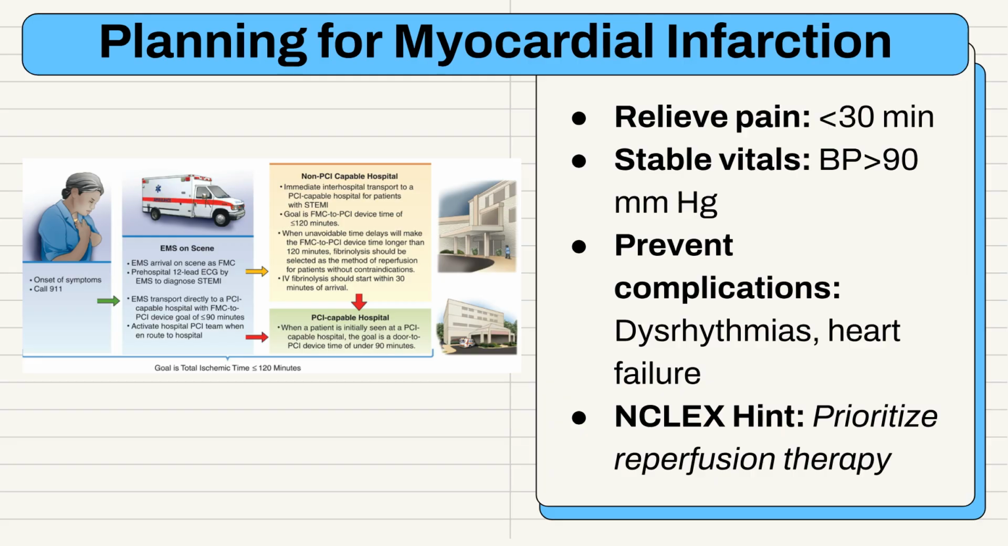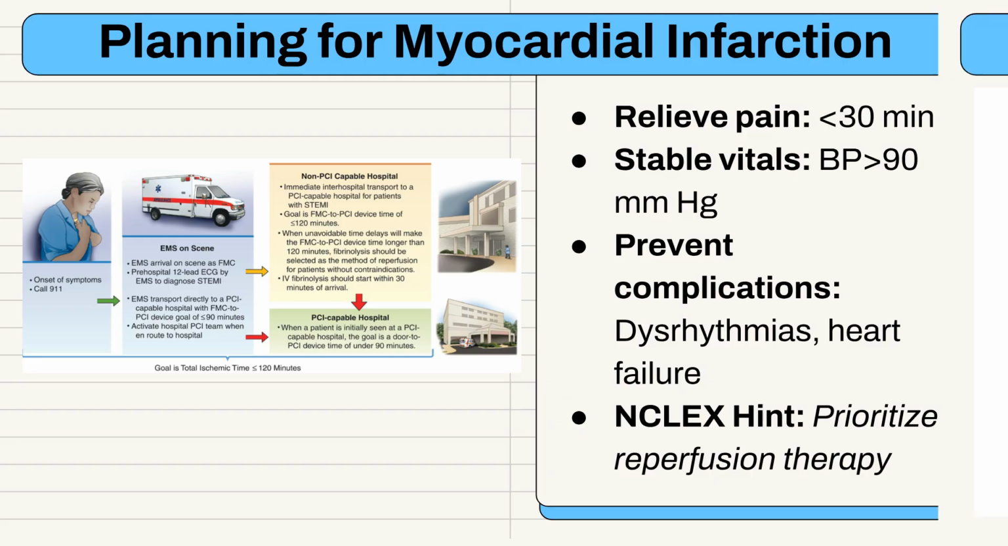Picture a patient with STEMI. Your goal is to ensure timely reperfusion via PCI or fibrinolytics, maintain oxygen saturation above 90%, and reduce anxiety through clear communication. Planning also includes preparing for potential complications, like cardiogenic shock or ventricular septal rupture.